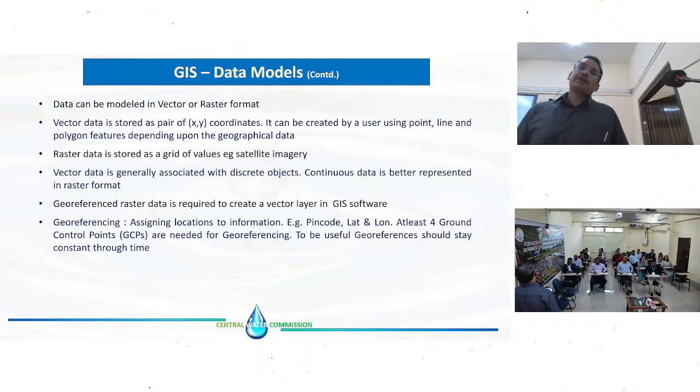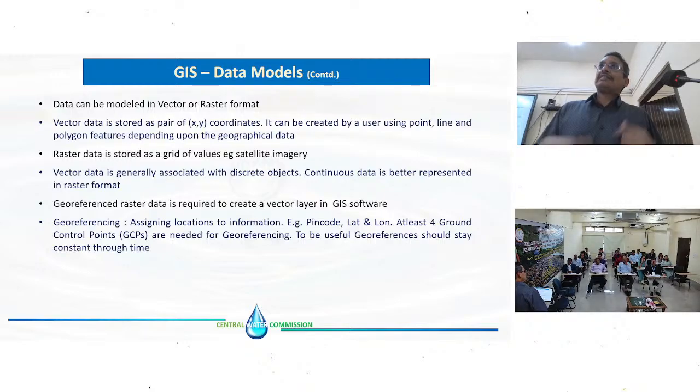Suppose you are taking aerial photographs or satellite imagery, the sensors already do the georeferencing. They capture the locational information. So you can take an aerial photograph or satellite imagery, do the digitization directly and then create the vector layers. So I hope you understood what is georeferencing.